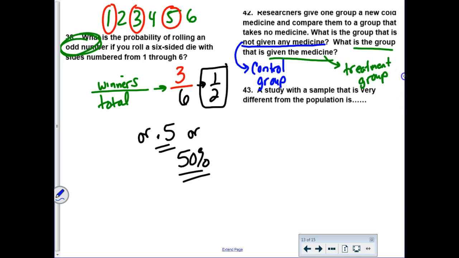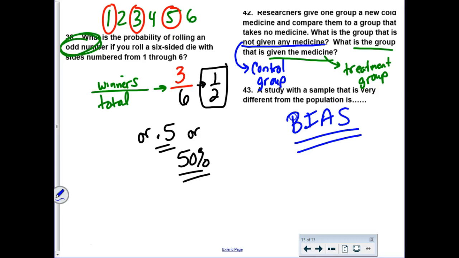And then I'm looking for a big vocab word here. When you have a study whose sample is very different from the actual population, we call that bias. Very good. Bias. That's the vocab word I'm looking for in that question. They use that a lot on our SAT questions, like, the sample is bias, the sample is bias. Yeah, big vocab question there.